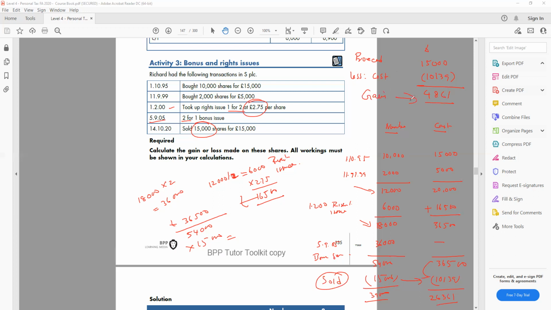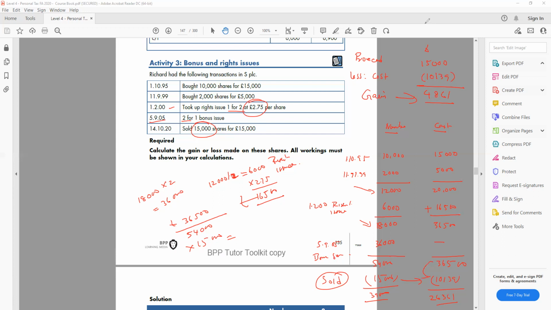This question is very common in the exam. Remember the bonus and the rights issue. This question will definitely be in the exam. This will be your last question in the exam, and that means it will give you roughly 10 marks. So you need to make sure you understand how to do the bonus and the rights issue. If you practice a few times, one question will be absolutely fine.